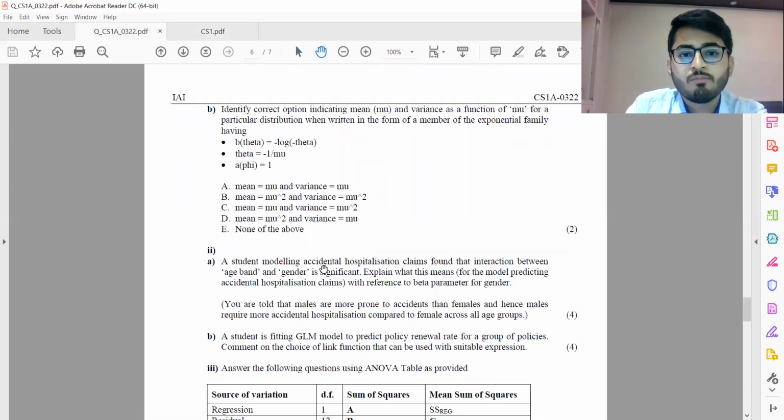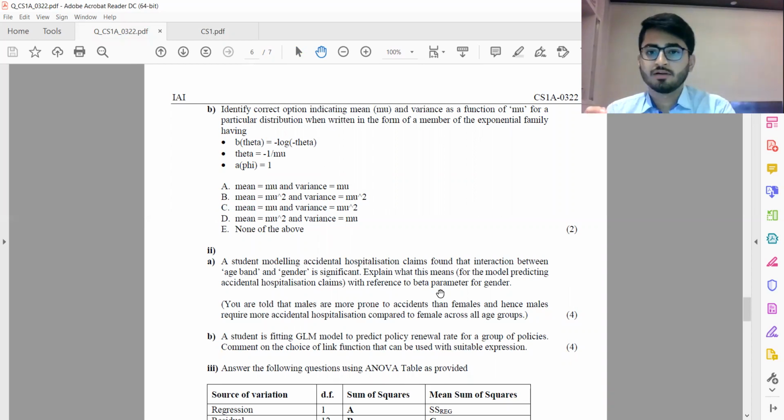Next part is a student modeling accidental hospitalization claims found that interaction between age band and gender is significant. Explain what this means for the model predicting accidental hospitalization claims with reference to beta parameter for gender. So what they're saying is that the interaction term is significant. The moment there is an interaction term, the beta parameter varies depending on gender. We might have a beta for a male as well as for a female, assuming that we have two genders, male and female over here.